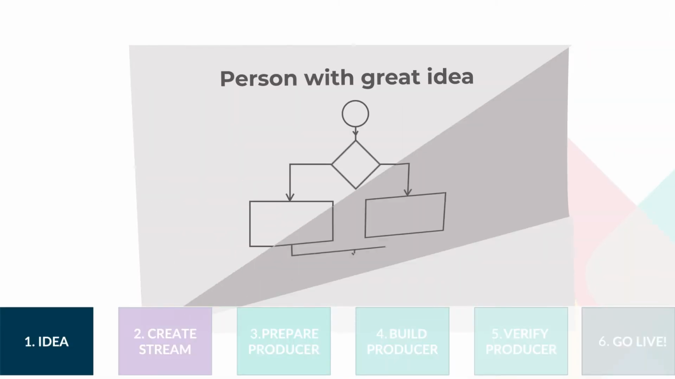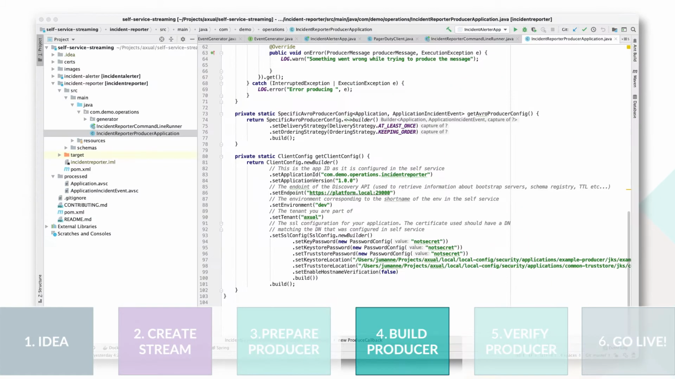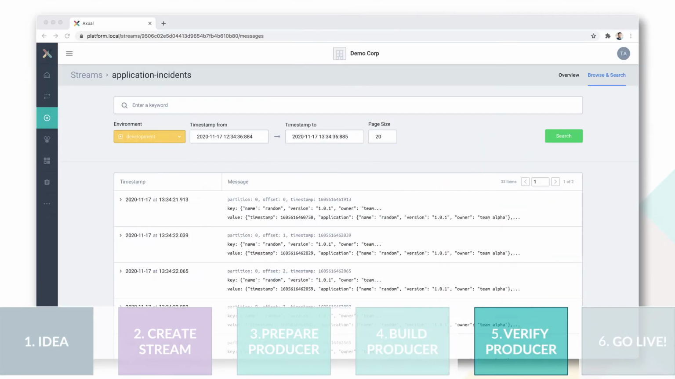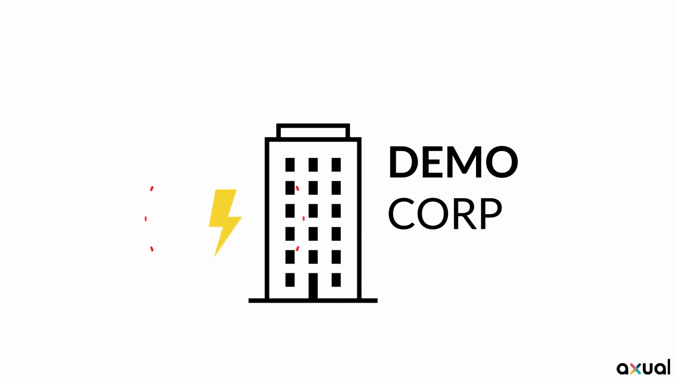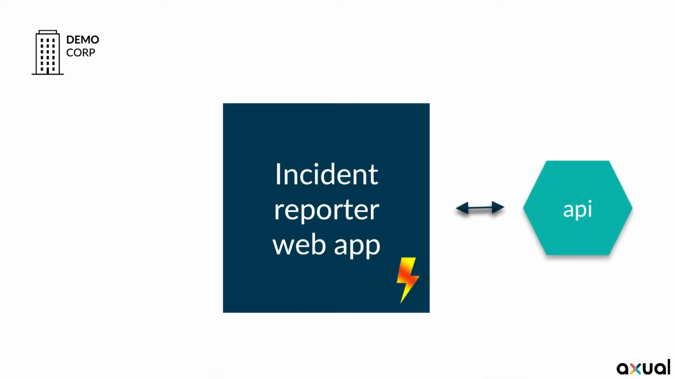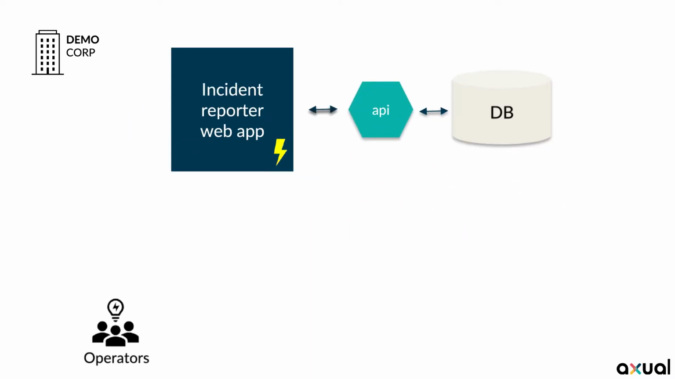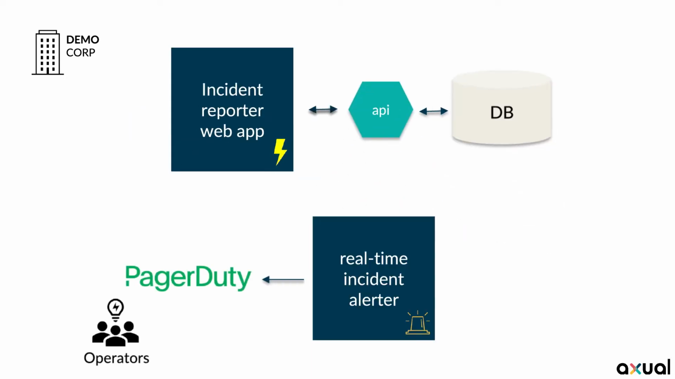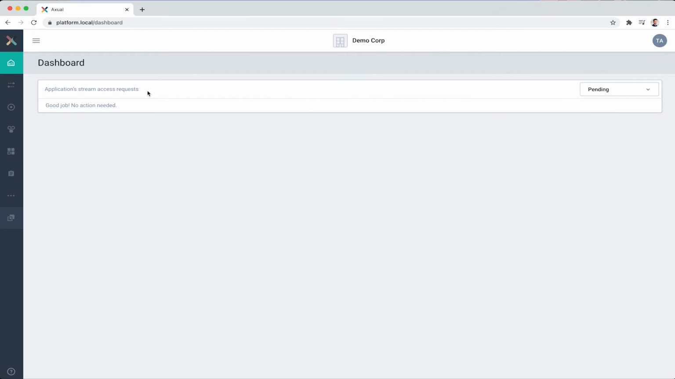In part 1 you have seen that when you are building an application that either produces or consumes streaming data, there are typically a couple of steps that you will always follow. Also, we have covered DemoCorp's use case to alert operation engineers in real time whenever one of their applications is having problems. The first two steps we have shown in the previous video. In this video we are going to continue with preparing and building the producer application incident reporter and verify it is working correctly. Now let's prepare my producer app.